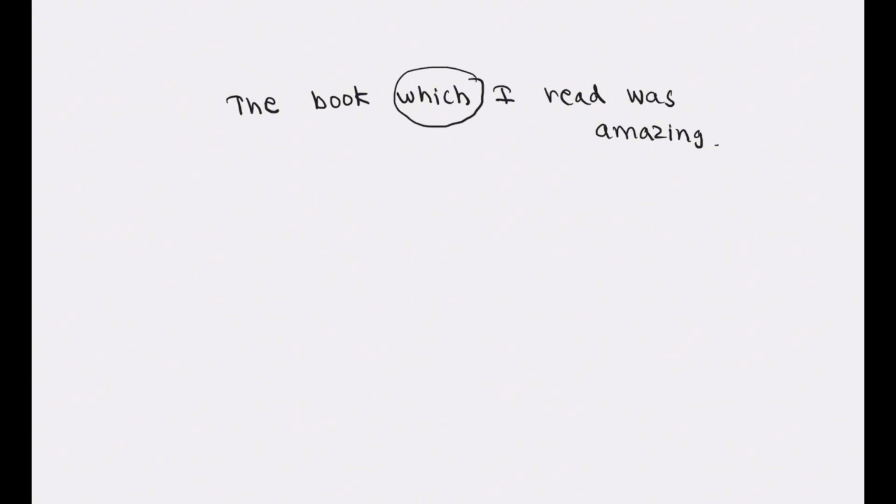The book which I read was amazing. Which gives more detail about the book. It connects: that's a book. I read it. These two ideas are connected together using the word which. I read the book, it was amazing, becomes the book which I read was amazing.